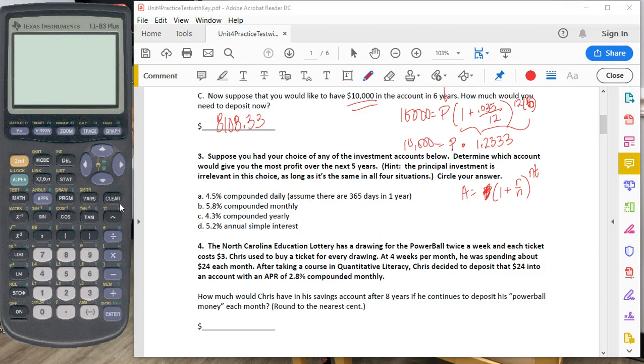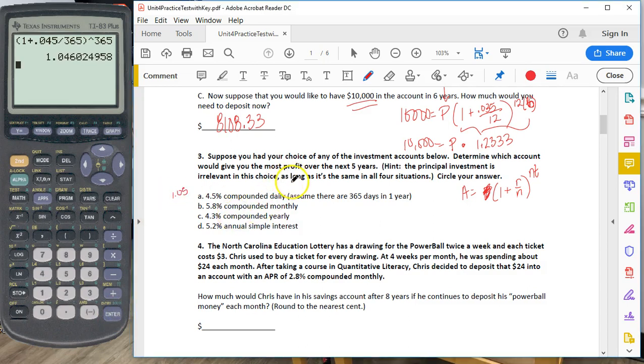If I have 4.5% compounded daily, and we're going to assume 365 days in a year, it's 1, which I don't need to write, times 1 plus 0.045 divided by 365, since we're compounding daily, raised to, and this is for 1 year, so it would be 365 times 1. It's easy enough to multiply that, even though 365 is a relatively large number. So I just raise that to the 365, and in 1 year, if I put in $1, I'll have $1.05.